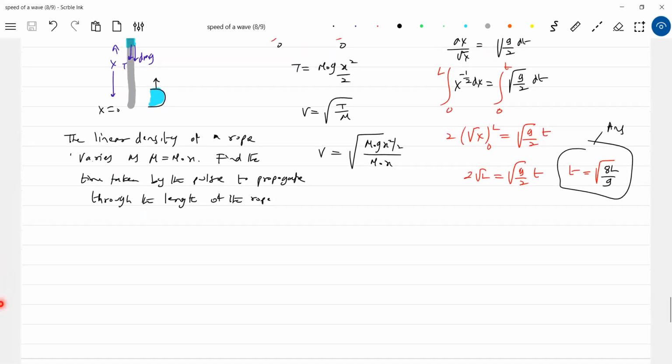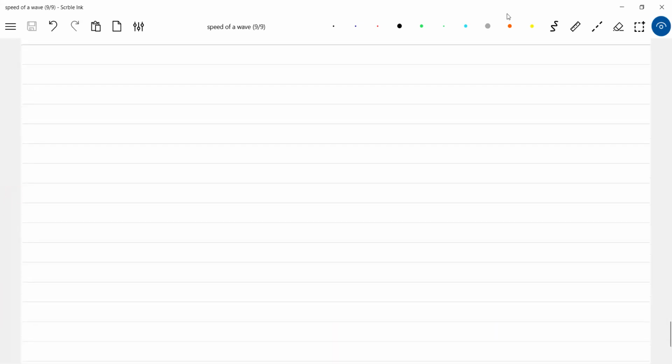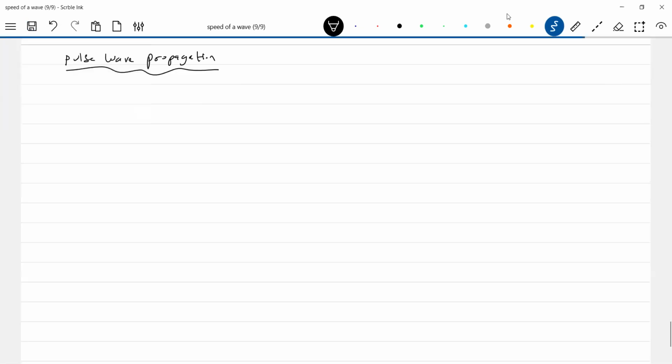Okay, we'll take up the next topic, pulse wave propagation. It is an independent topic. How to generate a pulse.